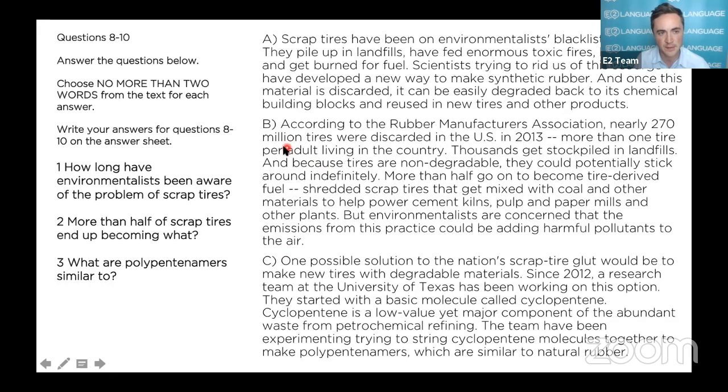Okay, and the third set of questions are sentence completion. So answer the questions below. How long have environmentalists been aware of the problem of scrap tires, for example? But you have to answer this from the passage, and choose no more than 2 words from the text for each answer, okay? So 2 words maximum. Use skimming, use scanning, and use your understanding of synonyms to answer these questions.